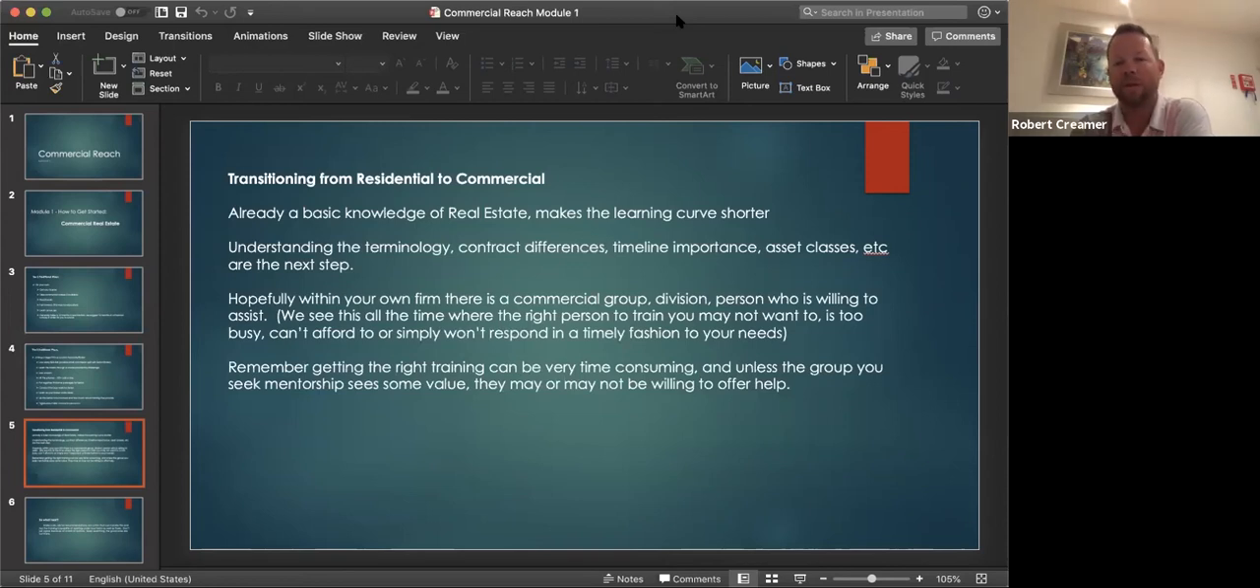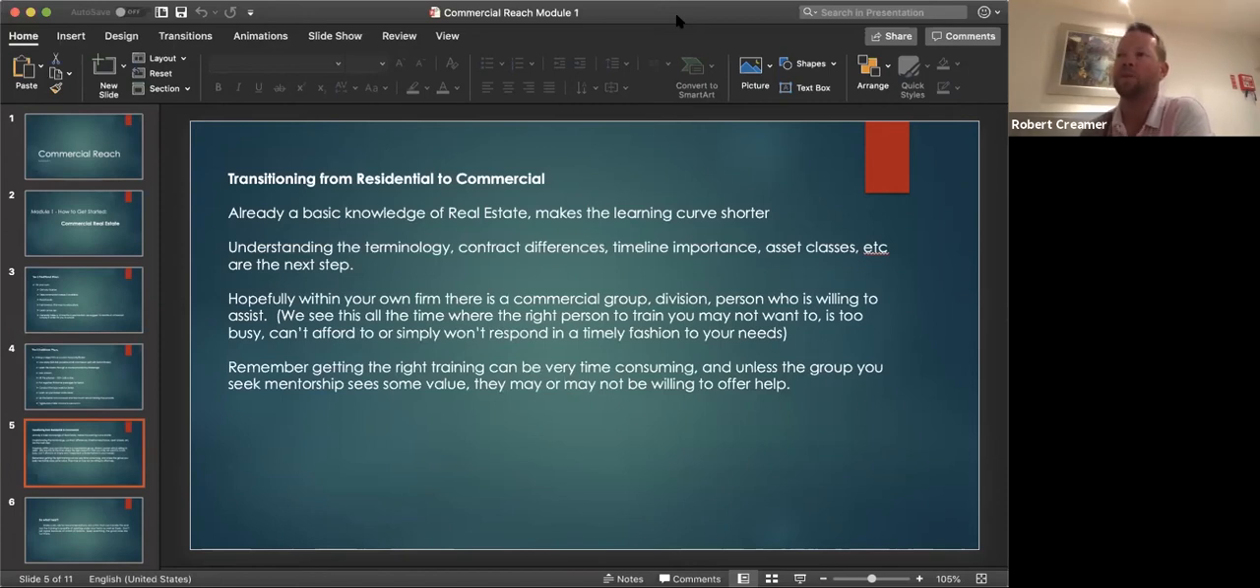We see it all the time where the right person to train you may not want to, is too busy, or can't afford to, or simply won't respond in a timely fashion to your needs. Remember, all of us are busy. If you're a residential agent, you're extremely busy. If you're a commercial broker, you're extremely busy. And sometimes just because you have a person or a division in your office, they may not have the time for you. They may not want to help, or they may want to help, but they just can't afford to help.